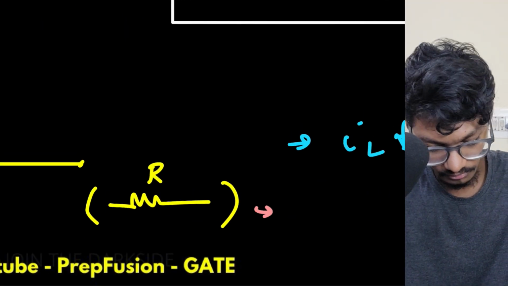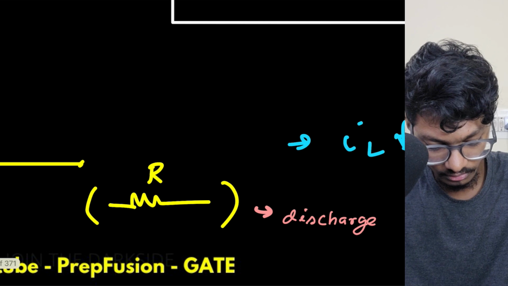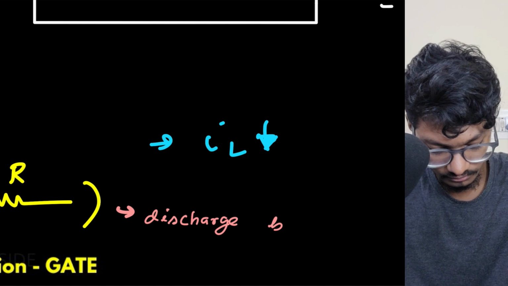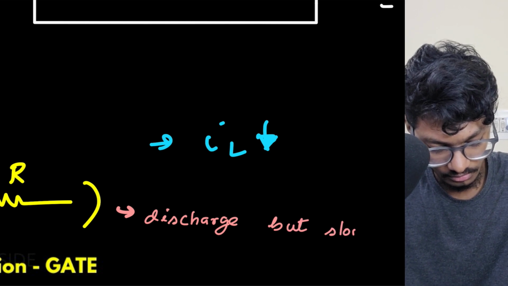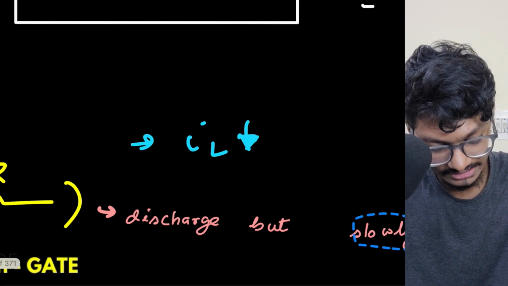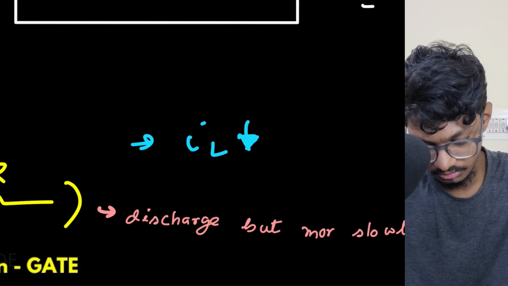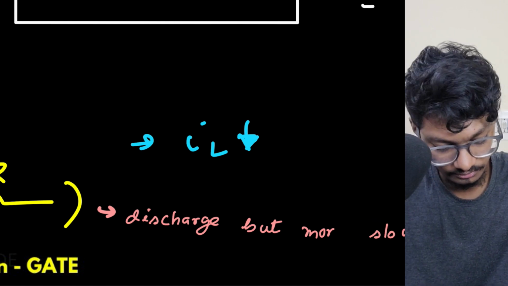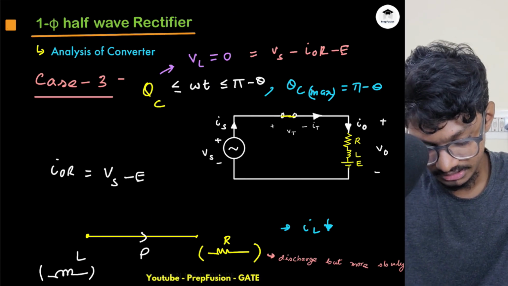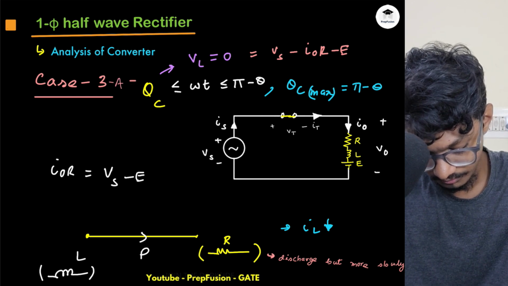Discharge, but slowly, more slowly. In the next case, it will discharge in a fast manner, but still slower. Why? I will explain in the last case. So let's say this is case 3, I will name this as the 3A case, and this is the 3B case.